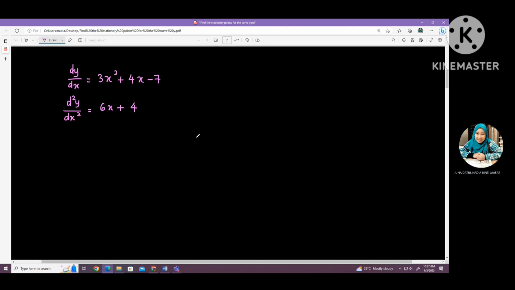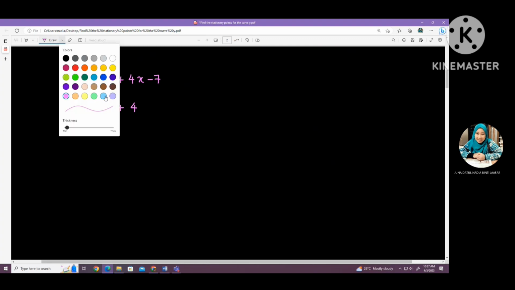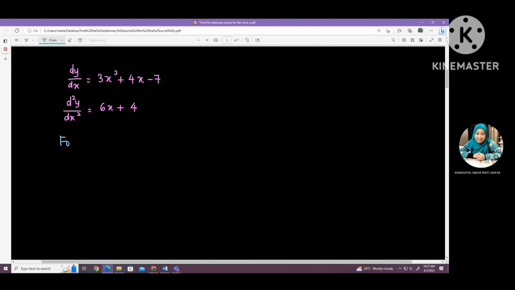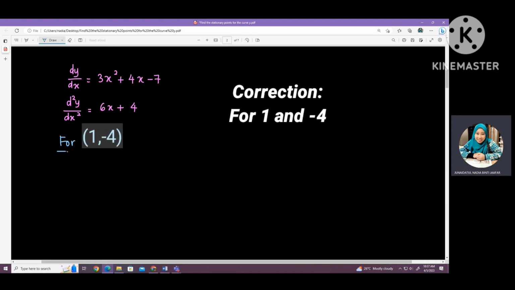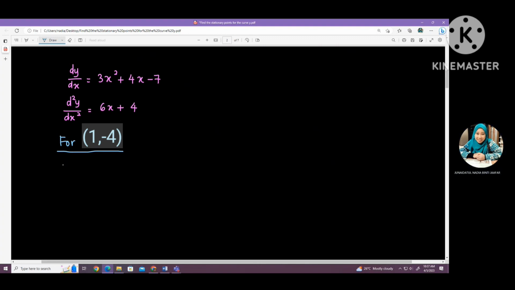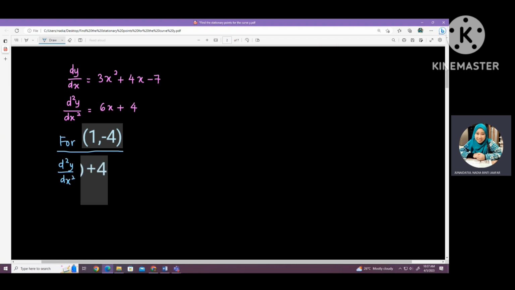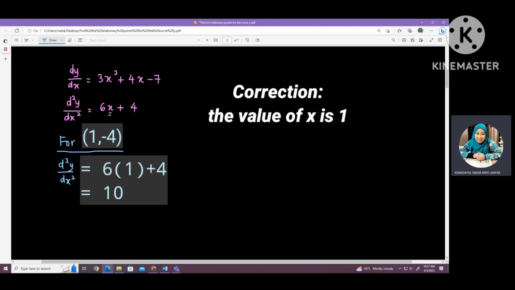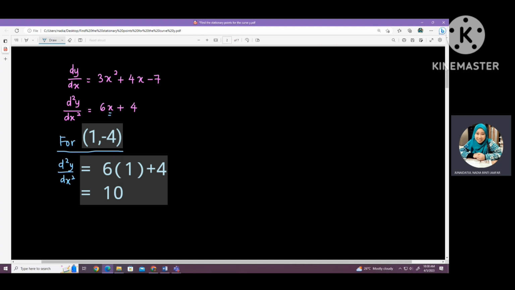We substitute the value of x only in the second derivative. We have d squared y over dx squared equal to 6x plus 4. We substitute the value of x, 1, and then plus 4. So we get the value 10. And 10 is a positive value which is greater than 0.